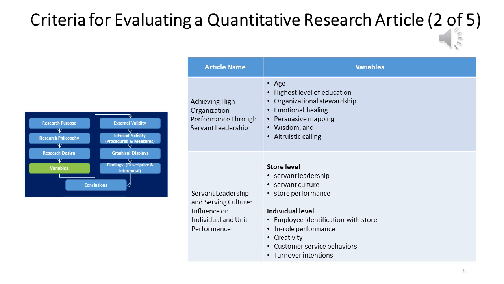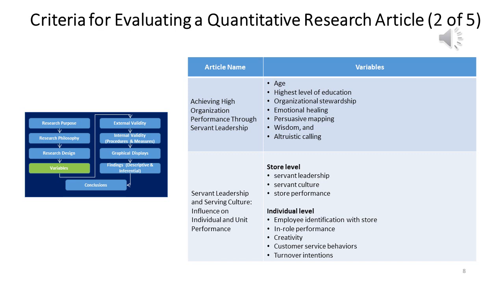The second criteria for evaluation for comparative analysis was on the variables, and both articles did a really good job of identifying the variables that were going to be used in the procedure and measures for the testing. As you can see on this page, age, highest level of education, organizational stewardship, emotional healing, persuasive mapping, wisdom, and altruistic calling were well defined within the article and were included.